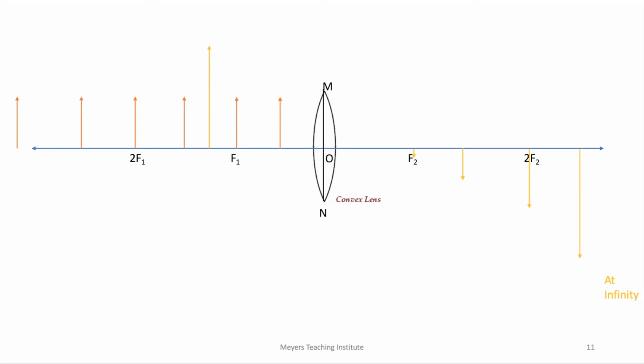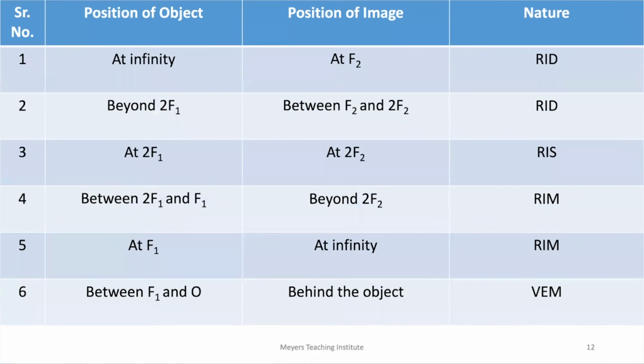So let's have a look at the ray diagrams individually to understand this far better. In order to understand this, I've made a summary chart of the various positions of the object and the various positions of the image. But it is important for us to understand that each image bears a nature of its own kind.